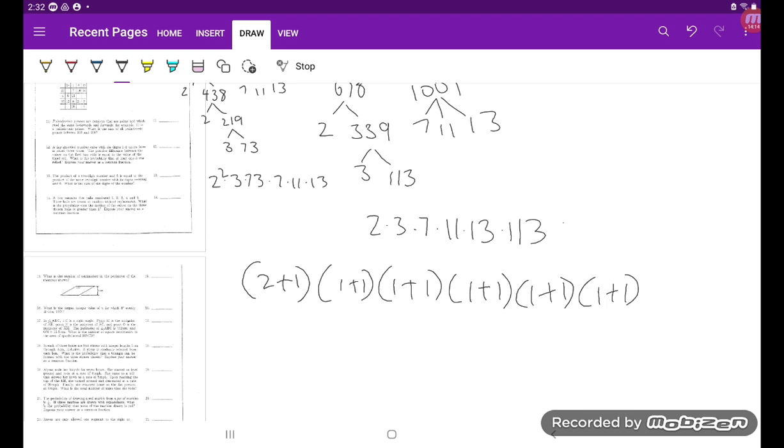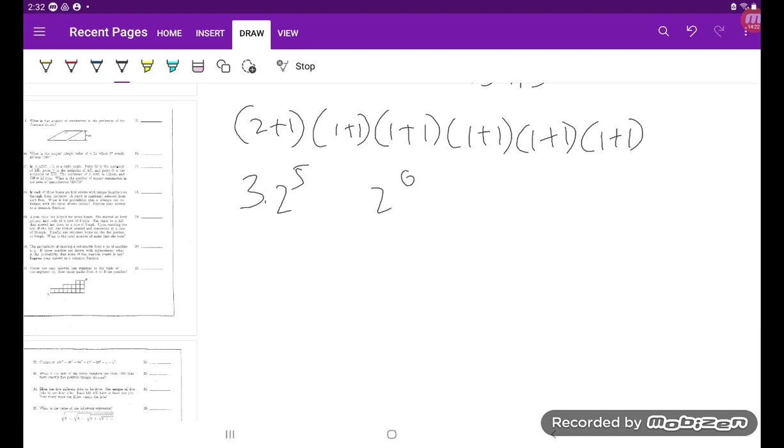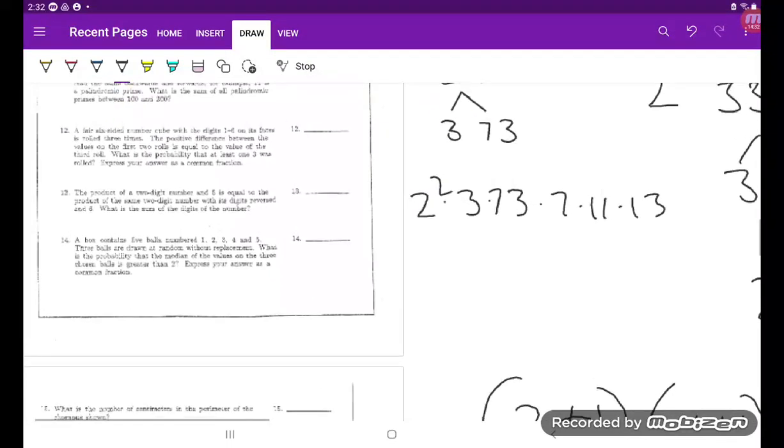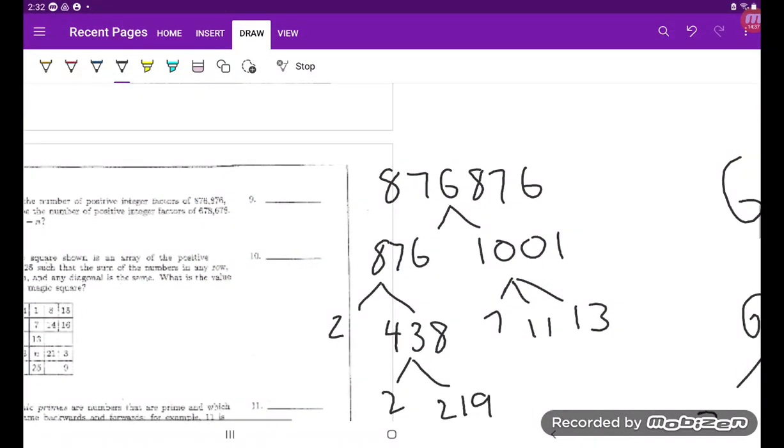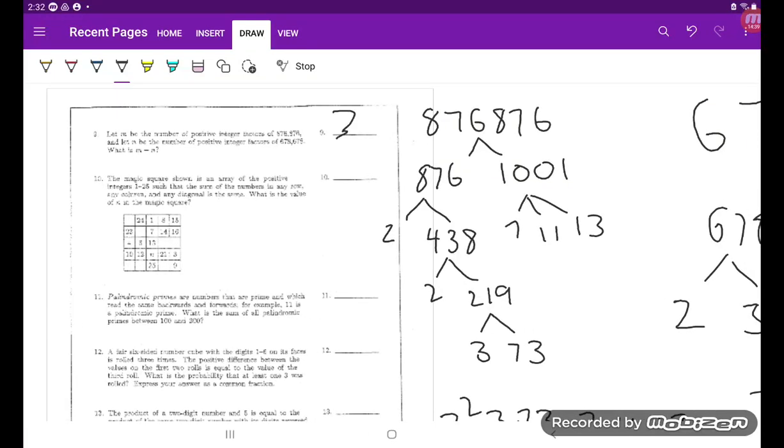So yeah, that's just 3 times 2 to the 5th power, and then this here is just 2 to the 6th power. 2 to the 5th power is 32, times 3 is 96, and 2 to the 6th power is 64. We subtract that and we get 32. So our answer is 32 for this problem.